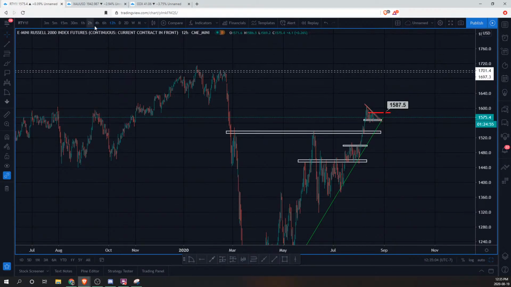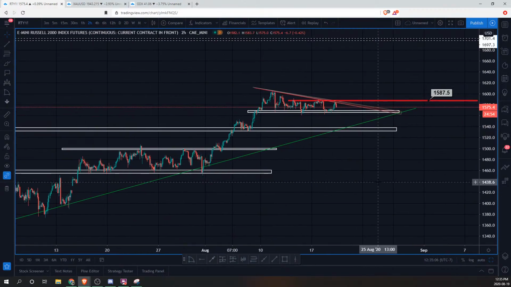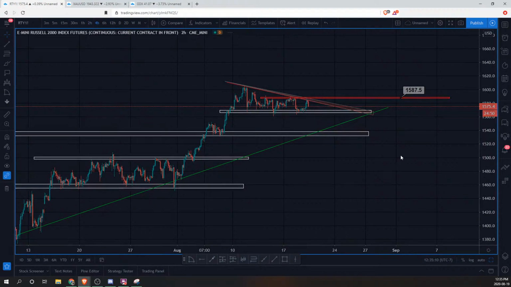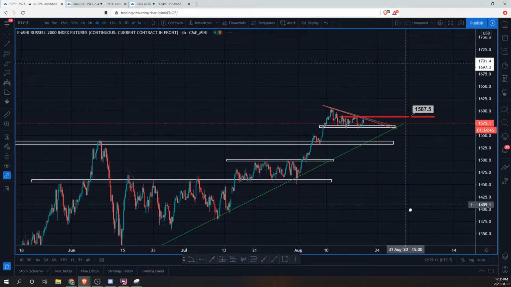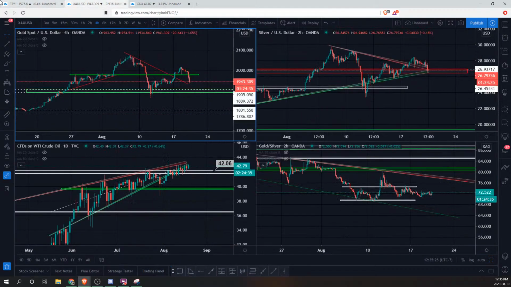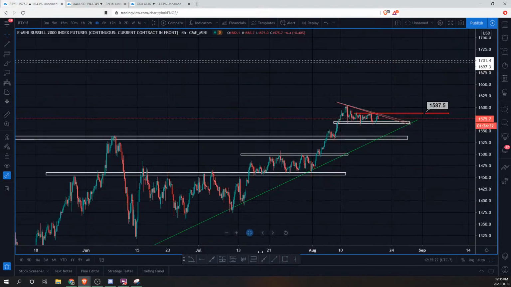So it'd be nice to see, but we don't have that confirmation just yet, so I'm going to leave it just at that. Not looking for shorts just yet. So that's going to be the analysis on the Russell 2000. It would be nice to see passing 1587 onto 1600, retesting 1600 would be pretty decent. All right, so that's going to be the equities here.